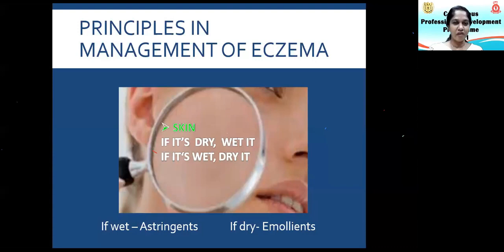So, principles of management of eczema. Actually, it's not difficult. If the skin is dry, you have to wet it. If it is wet, you have to dry it. If we do this, about 80% of eczemas will resolve with only this small principle. So if wet, what are we going to do? We have to dry it with astringents like potassium permanganate. If dry, we have to use plenty of emollients.